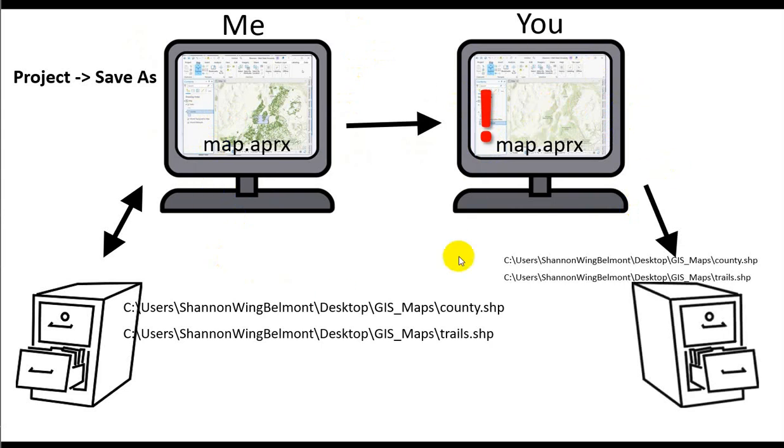Because the project is trying to reference the data from these same file locations. It's looking for them in a user's file, Shannowing Belmont, but you don't have this folder on your desktop. So the project says, well, that doesn't work and it can't display the data. You get red exclamation points. So how can we deal with this?